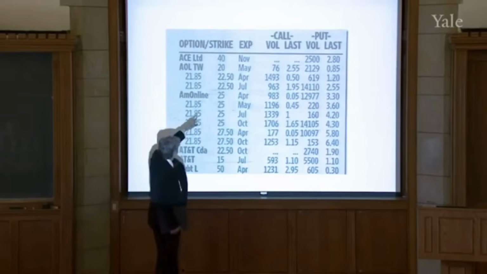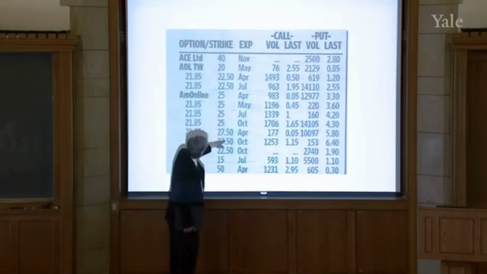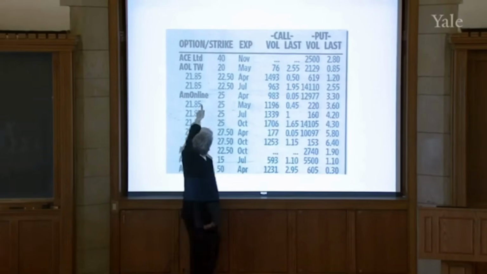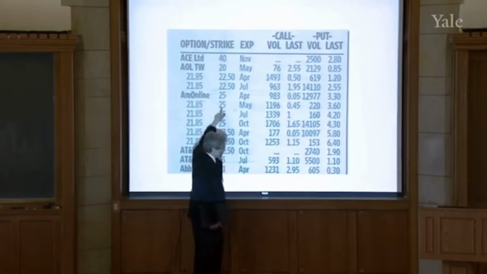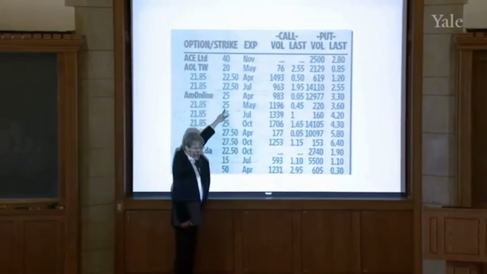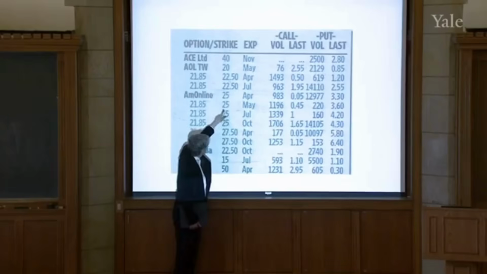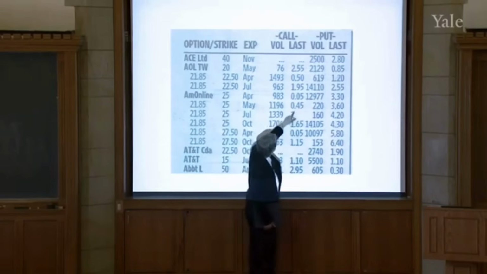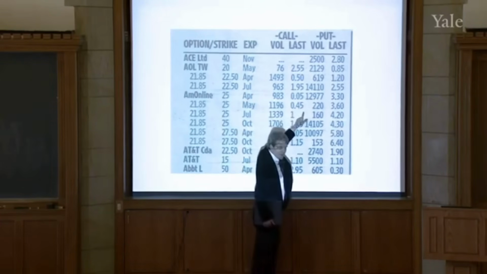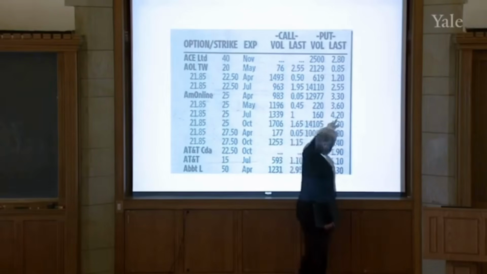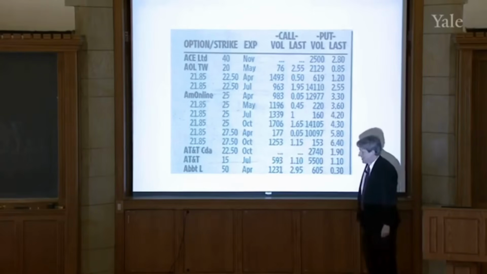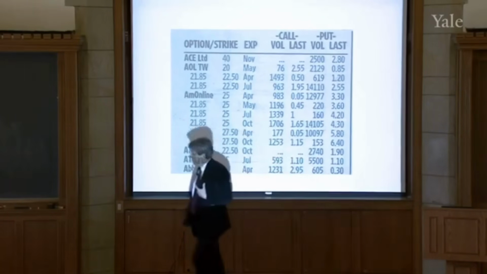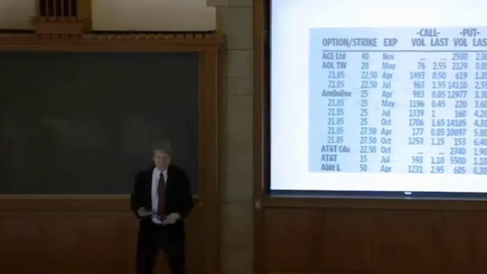So these are different strike prices and different exercise dates. Take this one: if it's a call, with a $25 strike price, it costs you 45 cents to buy that. But if you want to buy a put, it costs you $3.60. And we want to try to understand these prices. That's the purpose here.